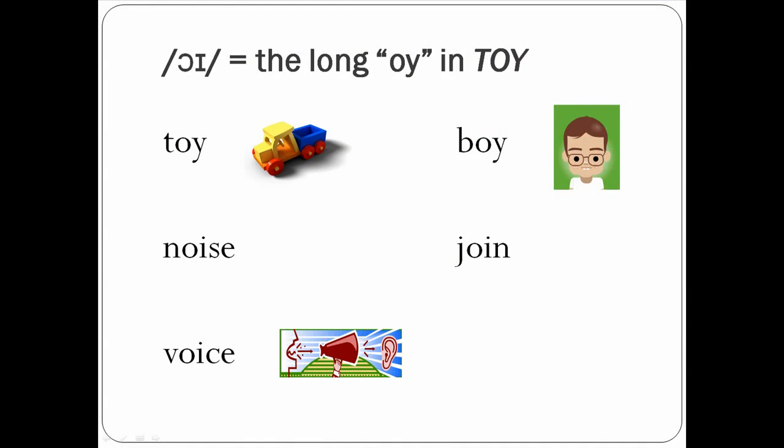It may help you to know that we're using a slight Y sound, y, to make this glide possible. The sound is written as OY or OI. Let's first practice oi as an open sound, as in toy, boy. And now let's follow the sound with a voiced consonant. Noise, join. And now we'll practice the sound followed by a voiceless consonant. Voice.